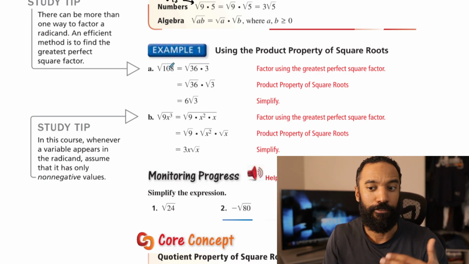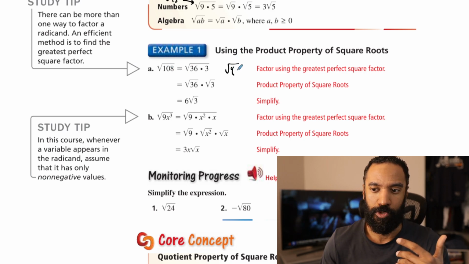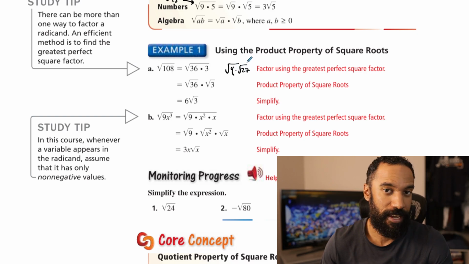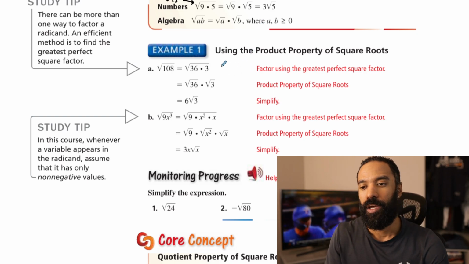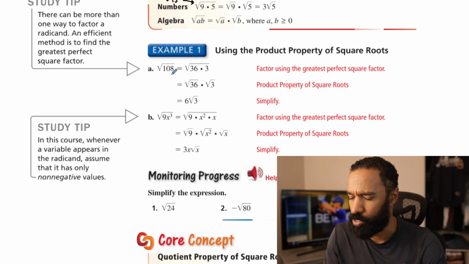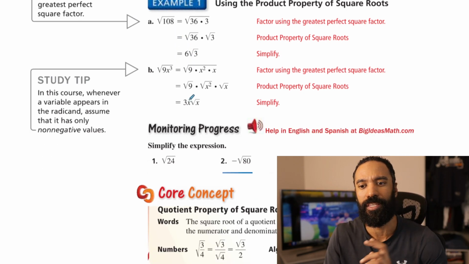Because if I factored out 4 out of here, you'd have root 4 times root 27. And 27 still has a perfect square factor of 9. Anyway, square root of 36 is 6, and you're left with 6 root 3, which is equivalent to the square root of 108. They're both 10 point something, probably close to 10.4 or something like that.